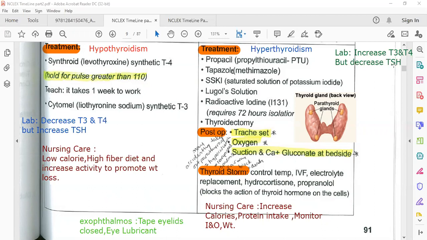Let me explain, if your patient has hypothyroidism, what are the nursing cares? We encourage the patient to have frequent rest periods. Encourage a low calorie, high fiber diet, and increased activity to promote weight loss and prevent constipation. No fiber laxatives. And provide an extra blanket because the patient complains of cold intolerance. We also increase the room temperature, but no electrical blankets are allowed for them.